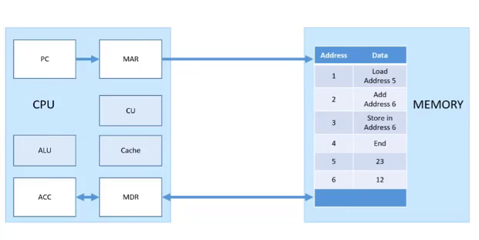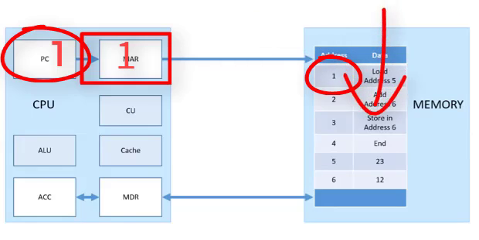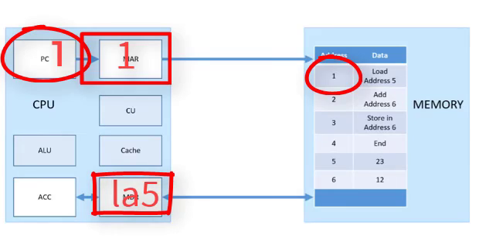The address in the memory of where the next instruction can be found is stored in the program counter. So the first instruction is at address 1. Therefore, the value in the program counter would be 1. This is then passed to the memory address register. Then the instruction is fetched down into the MDR, which would say load address 5. Now the program counter would have to point to the next instruction.